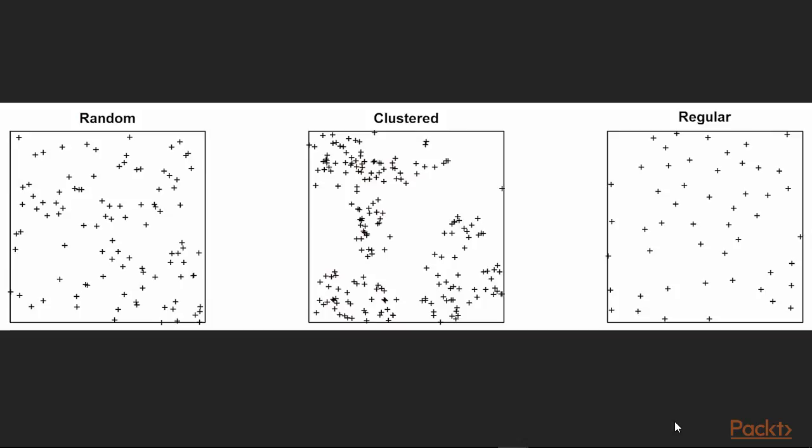For example, a random point pattern implies that there is no relation between events, meaning that each crime is independent from the other. A clustered pattern means that crimes are probably to occur when others had already occurred before. This is a very important realization.